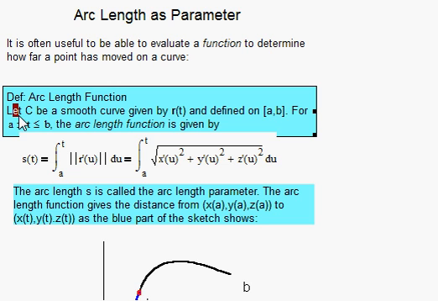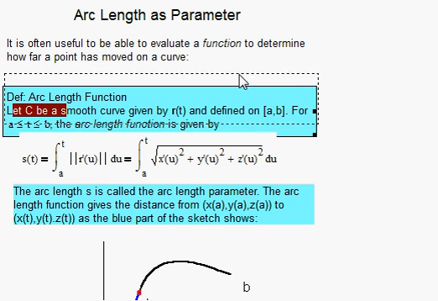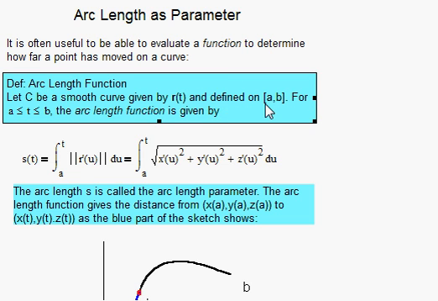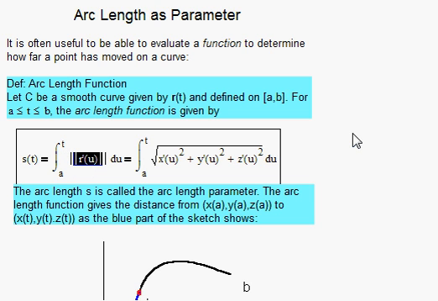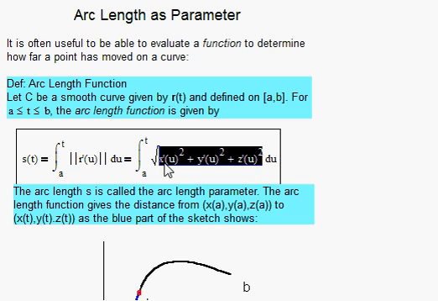Well, the arc length function, if C is a smooth curve given by the vector valued function r of t defined on [a, b], and for t between a and b, the arc length function is given by s of t equals the integral from a to t of the length of the derivative of our vector valued function, evaluated between a and t, and I just put in a dummy variable u for that.